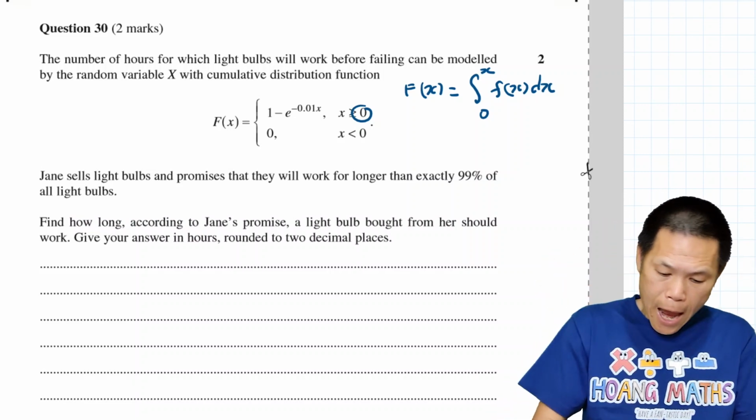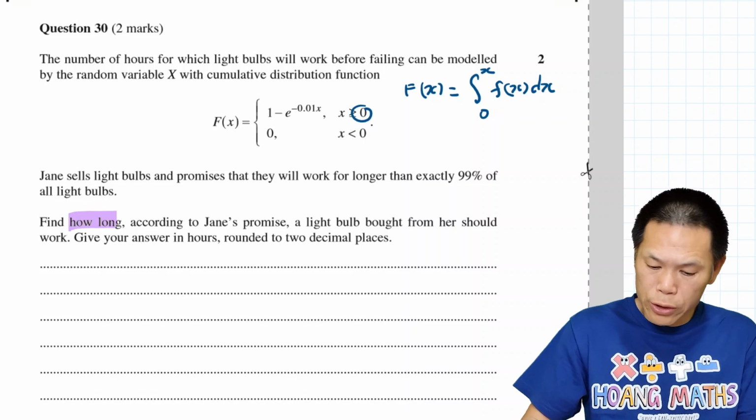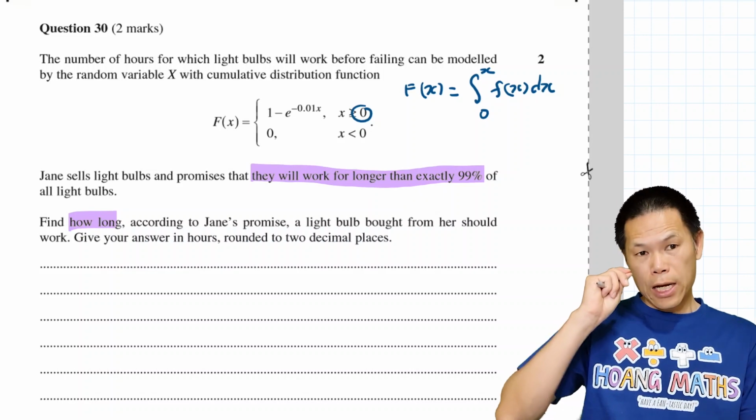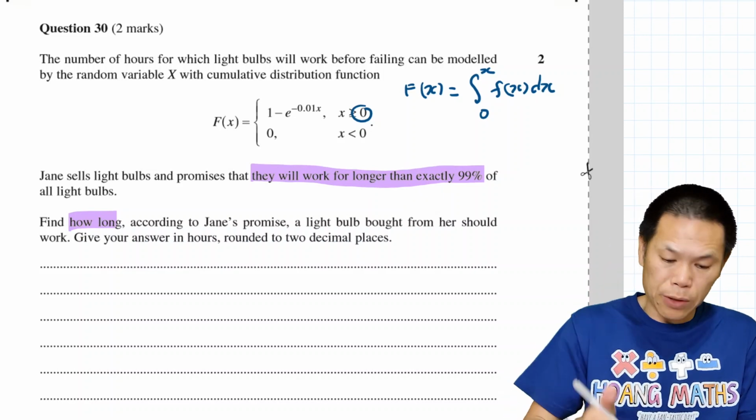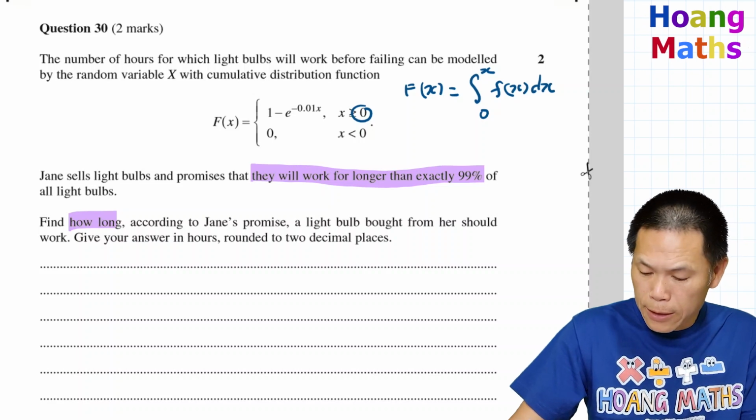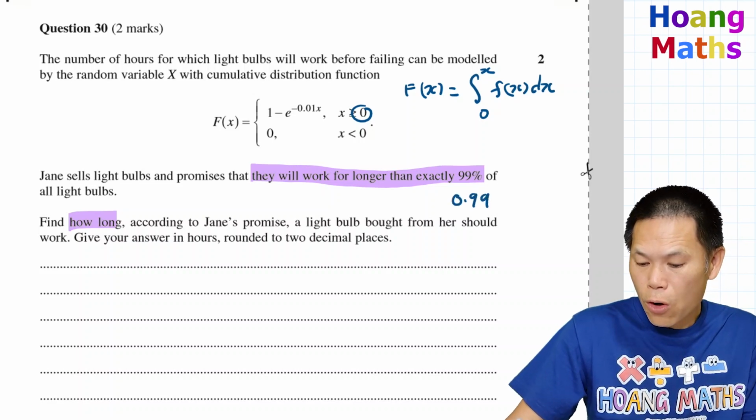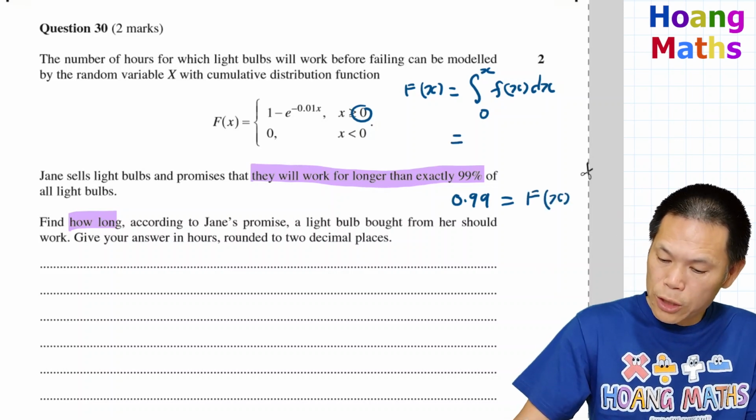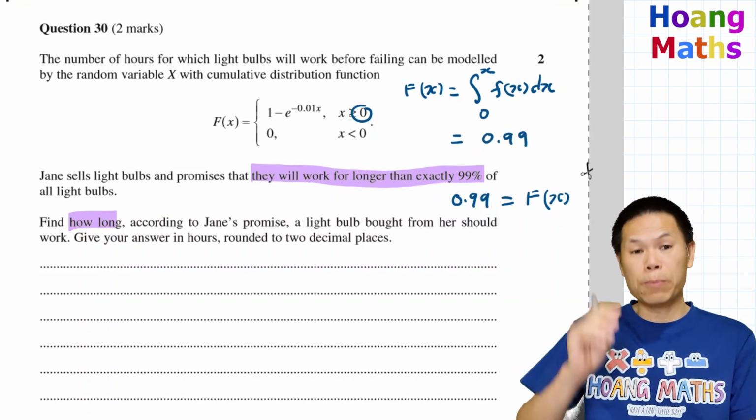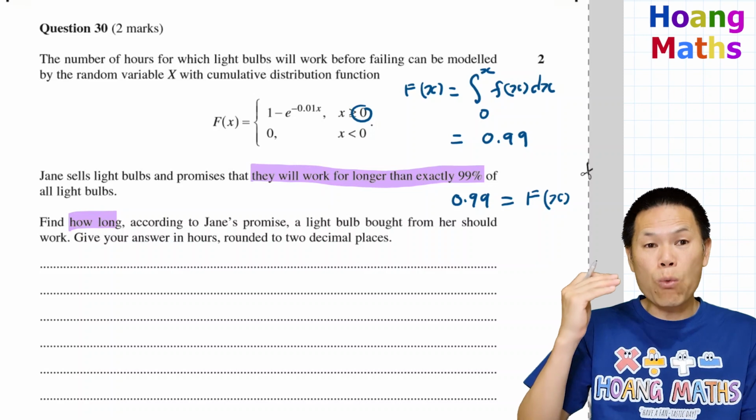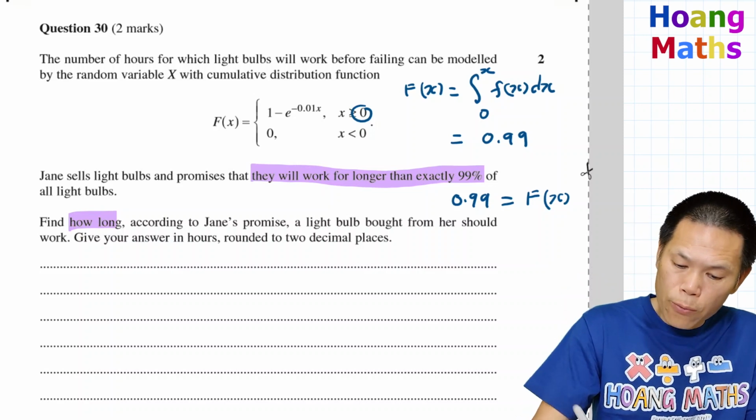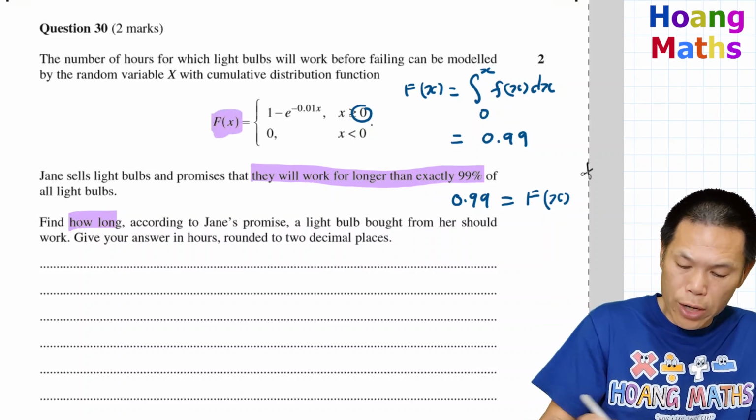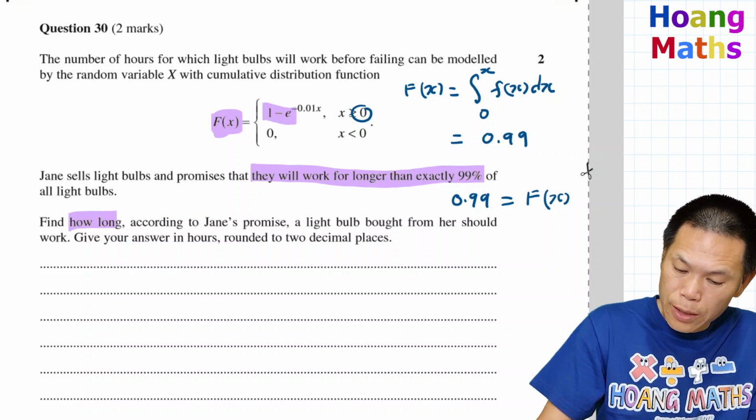The question is, how long should the light bulbs work according to Jen? And we know that they will work for longer than exactly 99% for all light bulbs. So in another word, the probability is equal to 0.99, or F(x) is 0.99. Okay, keep that in mind because it's 99%. So now what we do, we just solve for x. x is the number of hours. Okay, so we know that this is 0.99 and the function is this.